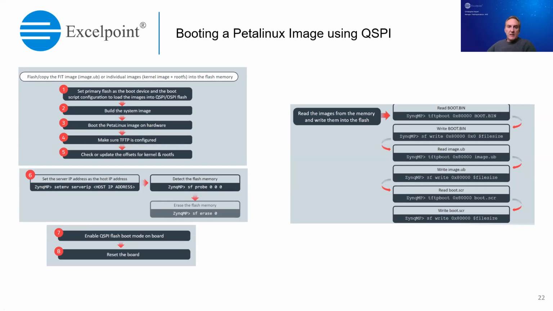Step 6, set the server IP address as the host IP address at the U-boot prompt. Once it's done, detect and erase the flash memory. Then read the images from memory and write them to flash. Step 7 is to enable the SPI flash boot mode on the board, and the final step is just to reset the board, and booting should start from flash.